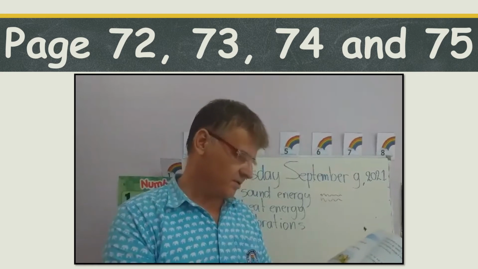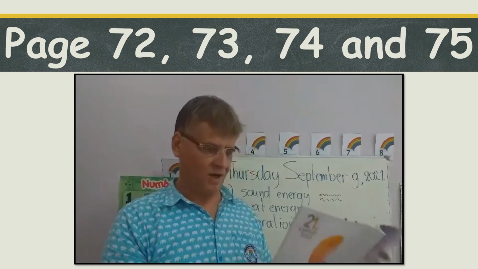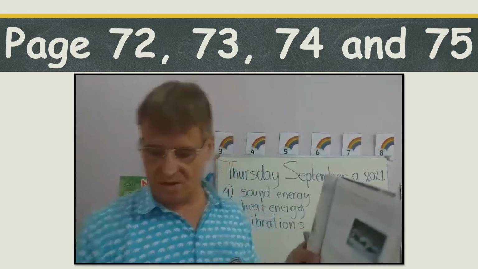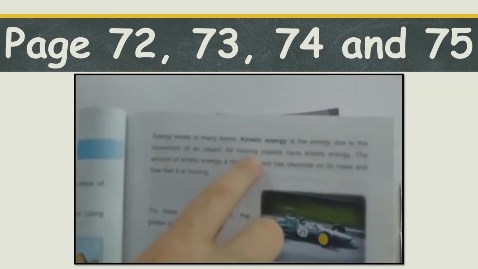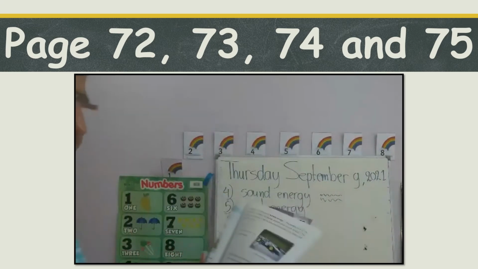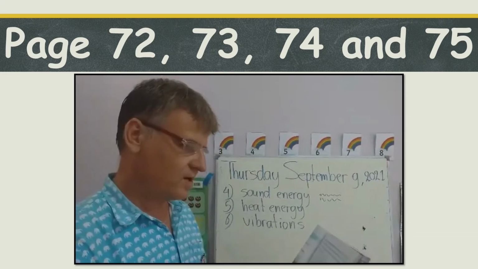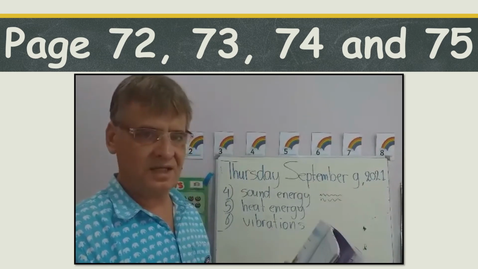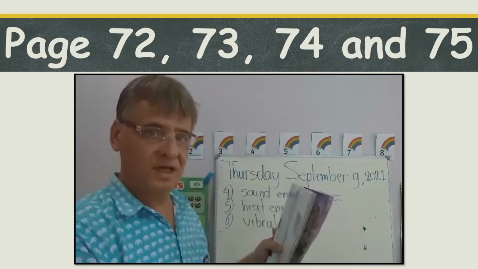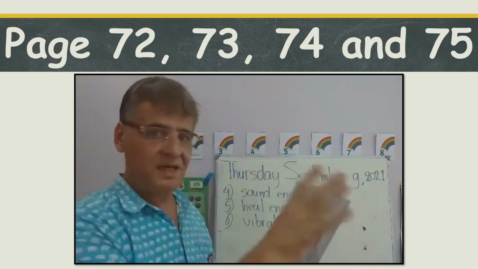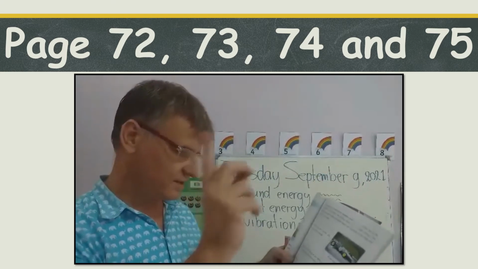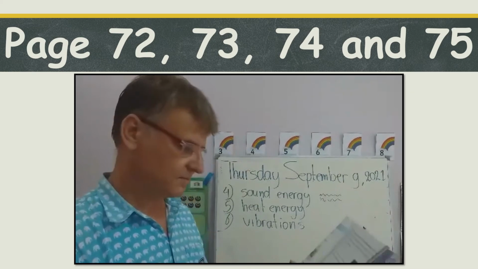Now let's have a look back at our other forms of energy on page number 73. So we start with kinetic energy. Kinetic energy on page 73. Remember, moving objects have kinetic energy. The bigger the object, the heavier the object, the more kinetic energy. The more speed the object has, the more kinetic energy it has. Right? So that's the first one, kinetic energy.